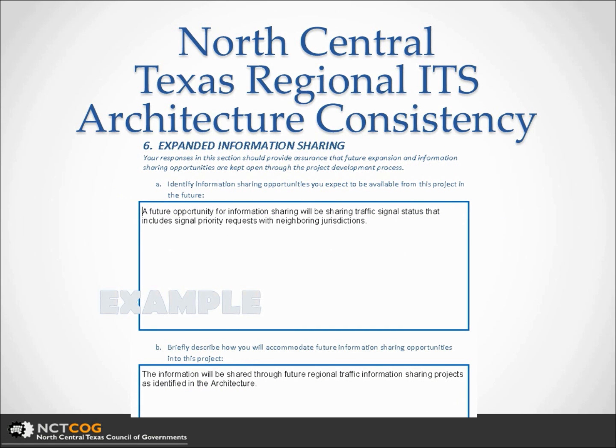The next section of the architecture consistency statement is expanded information sharing. Identify information sharing opportunities you expect to be available from this project in the future. The user has completed this section by saying a future opportunity for information sharing will be sharing traffic signal status that includes signal priority requests with neighboring jurisdictions.